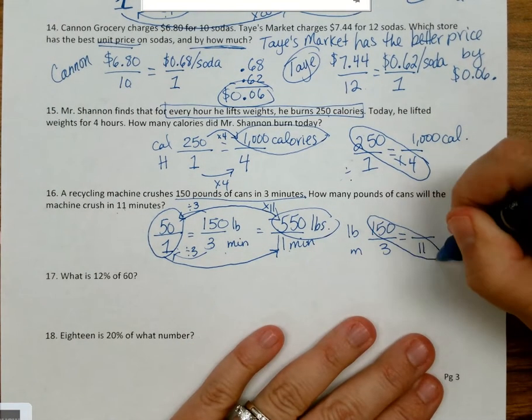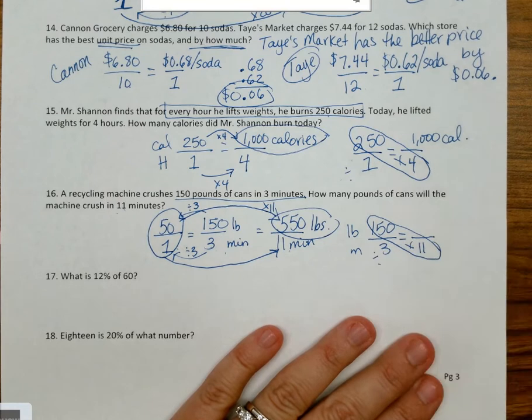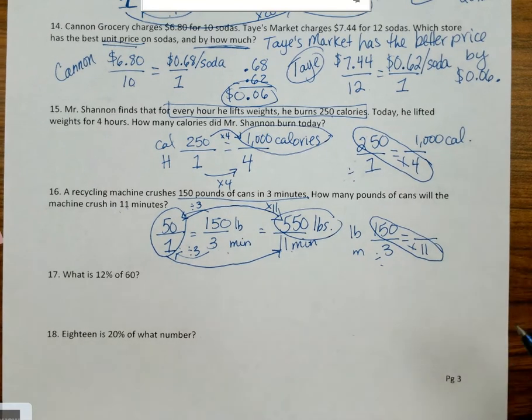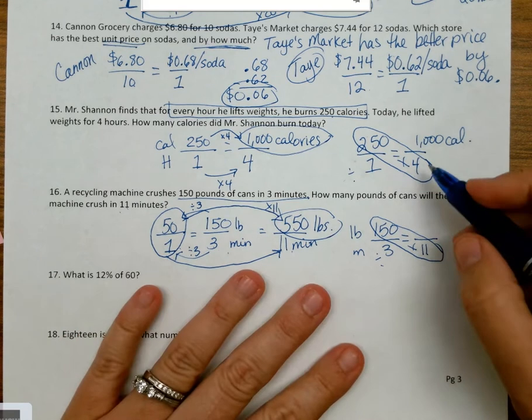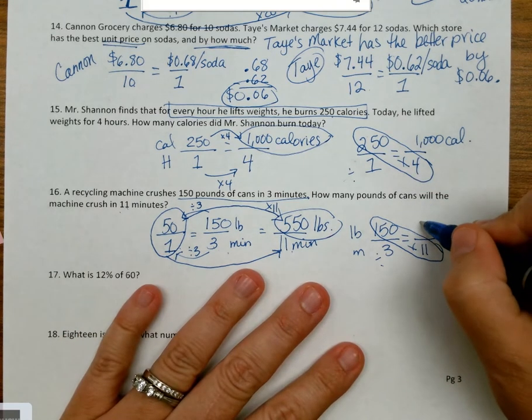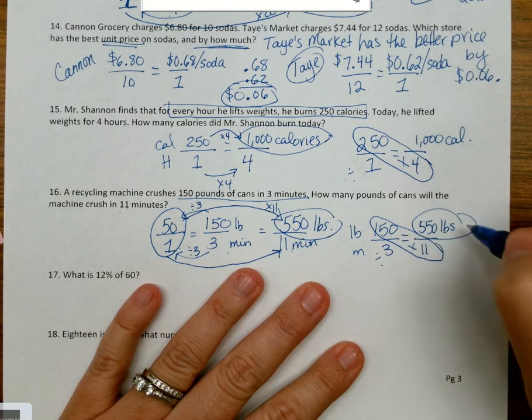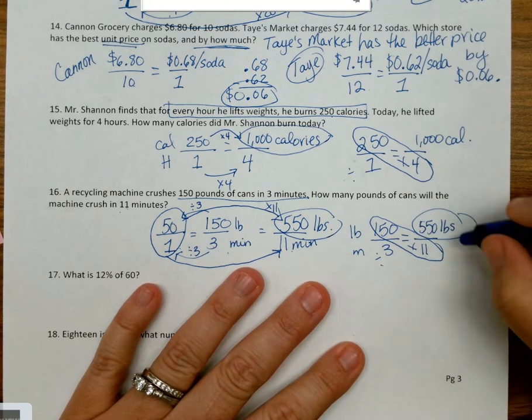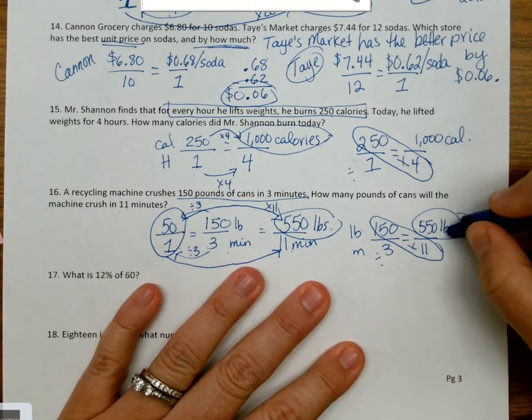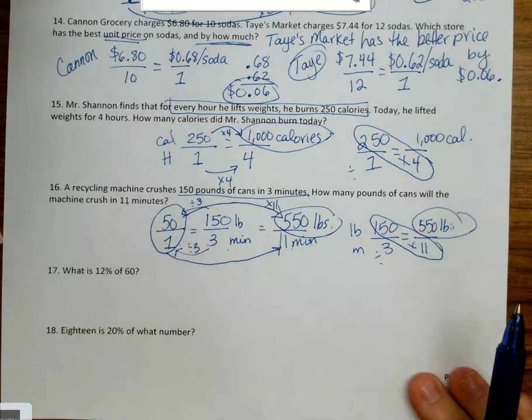Multiplying across, divide by what's left. 150 times 11 divided by 3 still gets you to 550 pounds. I should just put 550. I need to put the S on the end of that. All right, so either way, you're getting to that 550.